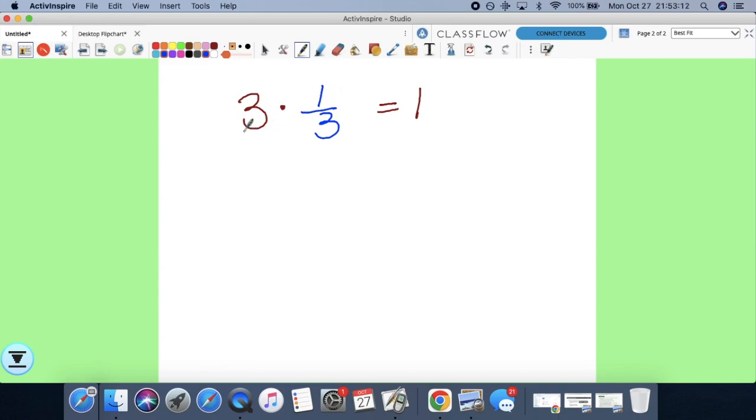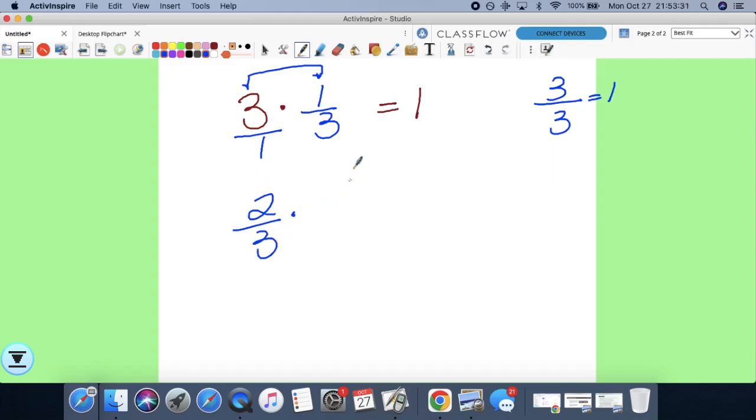If you multiply this out, you're going to say, what's a whole number as a fraction? Let's put this over 1. 3 times 1 on the top is 3. At the bottom, 1 times 3 is 3. And what's 3 divided by 3? It equals 1. So a number and its reciprocal, when you multiply, the product will always be 1.